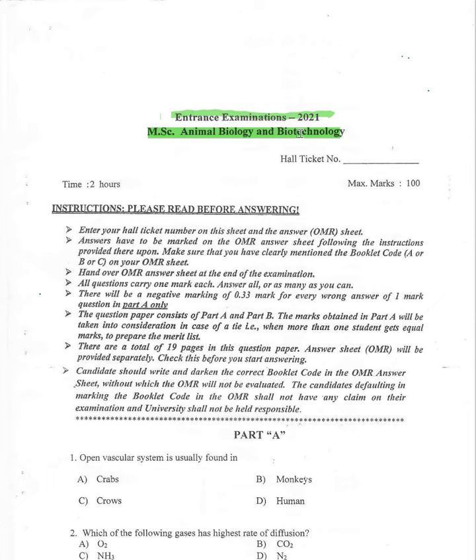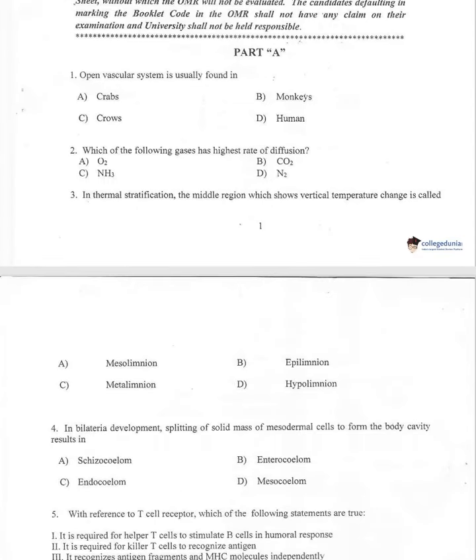Question number 1. Open vascular system is usually found in: A. Crab, B. Monkeys, C. Crows, D. Human. The question is a very simple question. I hope you can guess the correct answer. The correct answer is option A, crabs. The vascular system is closed in vertebrates. The blood flows in capillaries. In the open vascular system, the blood suffuses the complete body.